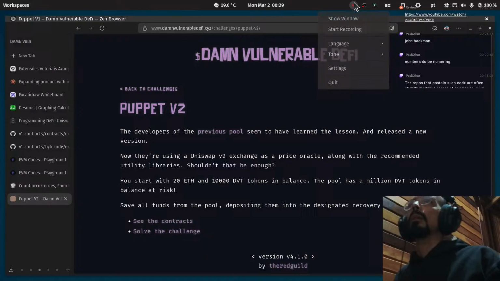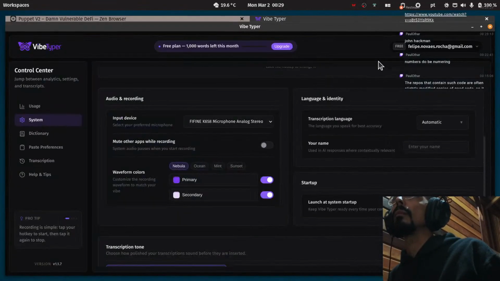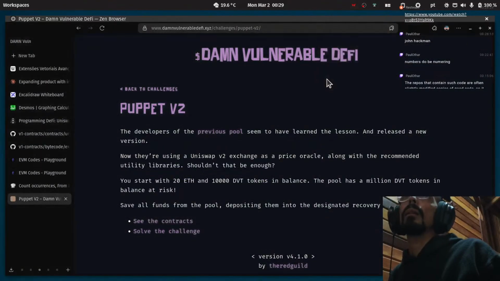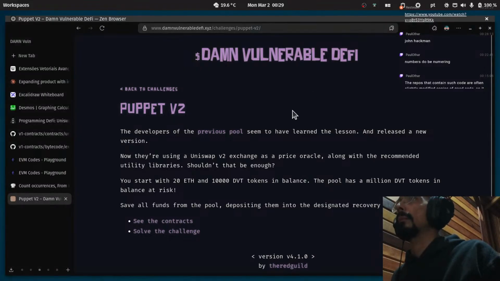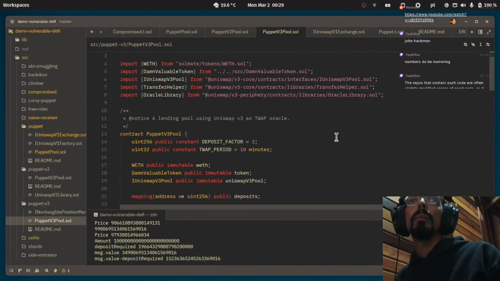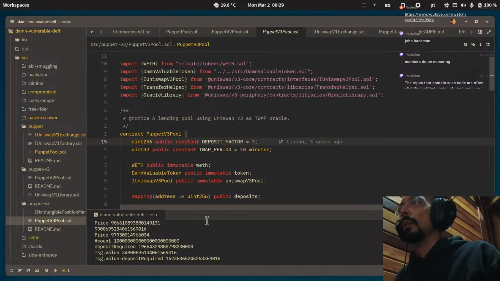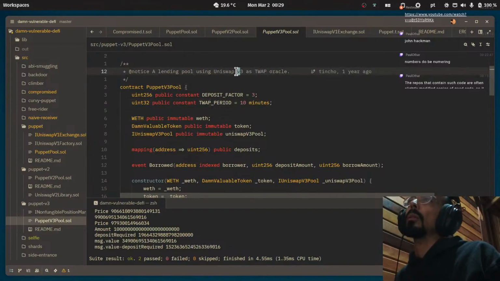But yeah, let me close these. Why is it red? Close these. Oh, that we're gonna use swap Oracle. Nice.